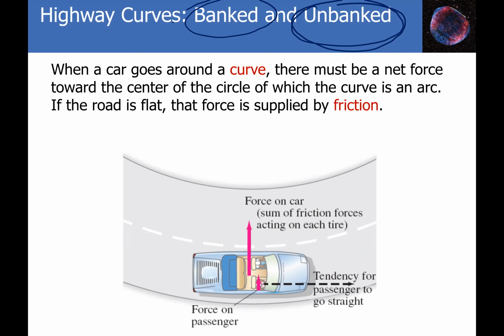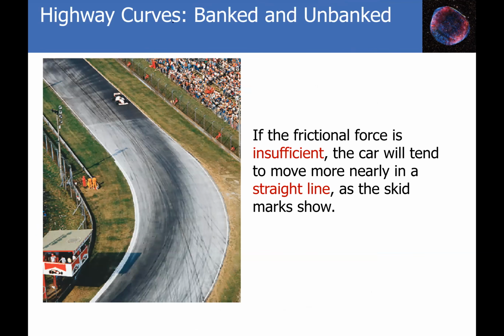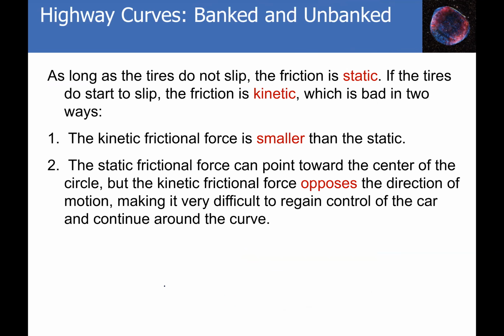In any case, the centripetal force acting on an unbanked road, that means when the car is on a flat surface, is friction. So here's an example. If the frictional force is insufficient, then the car will tend to move more nearly in a straight line, as the skid marks will show.